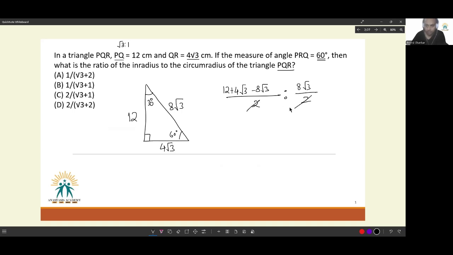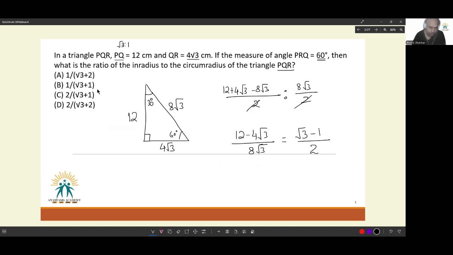I can get rid of the 2's and I can bring the 8 root 3 to the denominator. So it will be 12 minus 4 root 3 by 8 root 3. I can get rid of 4 root 3 from everywhere. So this will turn to root 3 minus 1 by 2. Root 3 minus 1 by 2.